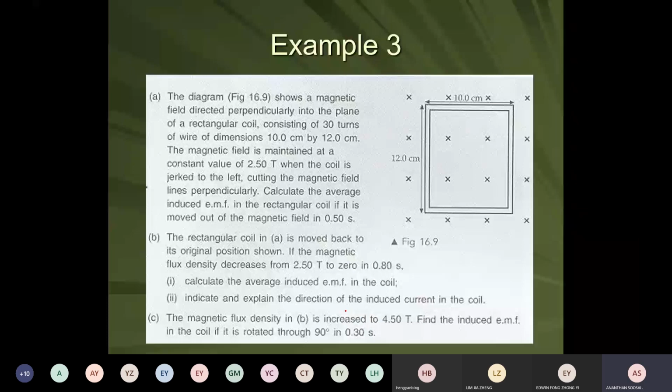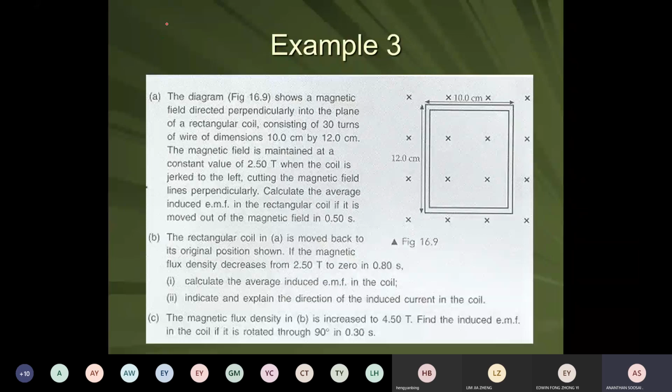So the coil has been moved away, displaced totally out of the magnetic field. Okay, jerked to the left. That means the flux is dropping to 0, and totally out, the flux becomes 0. So they're asking what is the EMF induced in the rectangular coil. According to Faraday's law, EMF is the rate of change of magnetic flux. Final flux minus initial flux, modulus, the change over the time gives you the EMF. So what is the final flux? We know 0. Initial flux, how much?